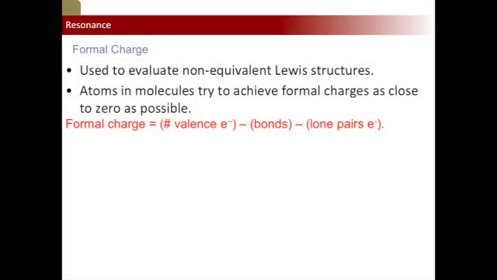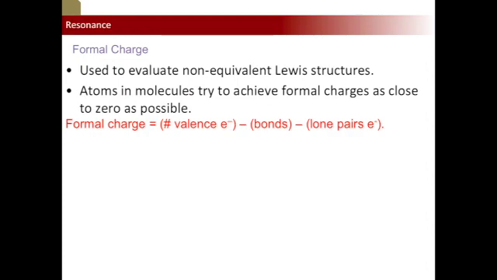Formal charge is a quick calculation that you can use to evaluate non-equivalent Lewis dot structures like the ones that I just had on the last page. In order to calculate the formal charge, for each element in a Lewis dot structure, you take the valence electrons that that element has normally, subtract the number of bonds it has touching it, and then also subtract the individual electrons, the dots, from that total. Ultimately, atoms are trying to achieve a formal charge as close to zero as possible.